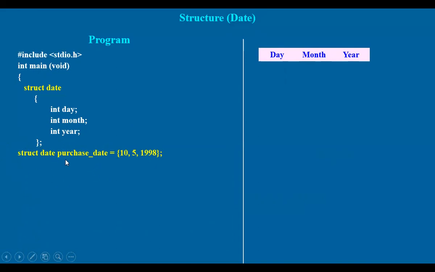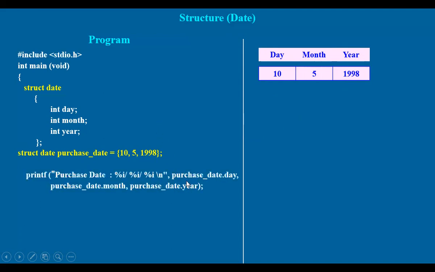Purchase date is the variable, and we are declaring it as a structure named date, like integer x. So this purchase date is a variable, and we have declared it as a structure date. Now I want to assign the data, that is the day, month, and year. They are assigned like this, and this data is related to the different fields.